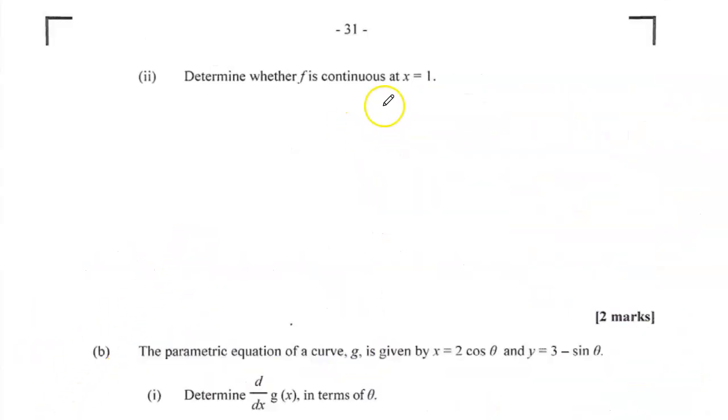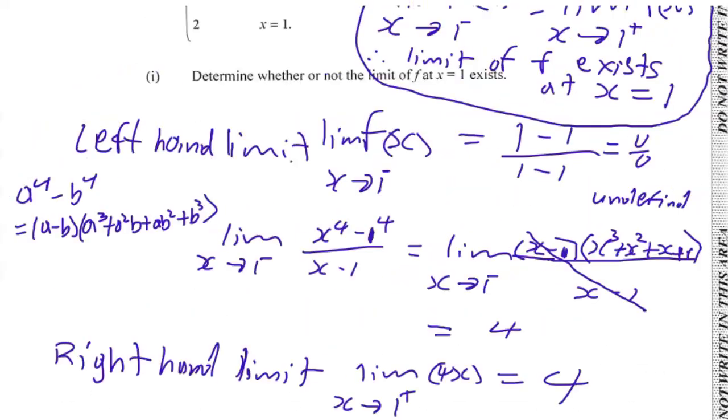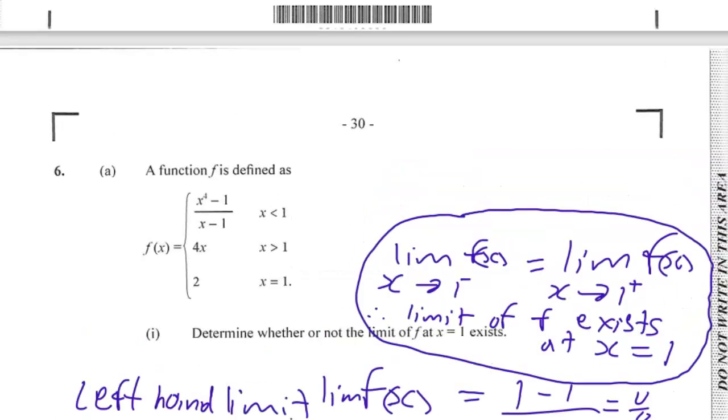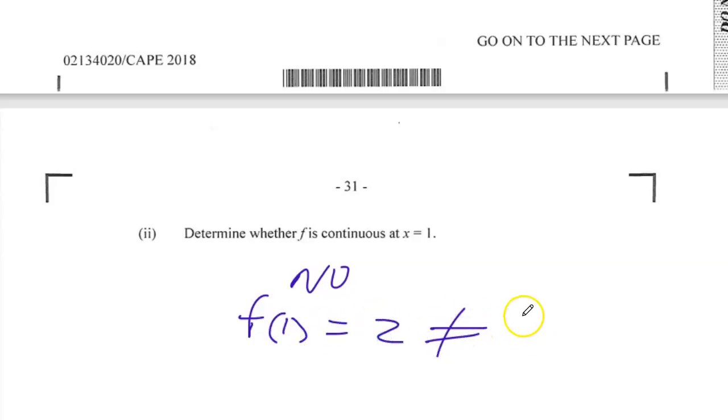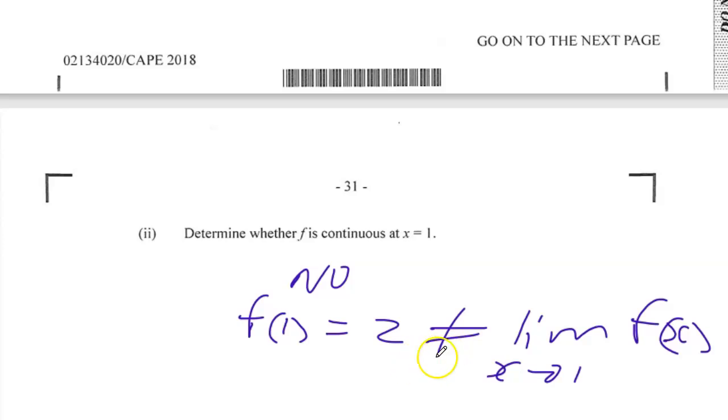Next, we were asked to determine whether the function is continuous at x equal to 1. And the answer would be no. And here's the reason why. Let's revisit the function again. Notice, when x equal to 1, f of 1 is equal to 2, which is not the same as the limit as x approaches 1. Not the same, because the limit as x approaches 1 is 4. And 2 is not equal to 4, is it? So the answer there is no.